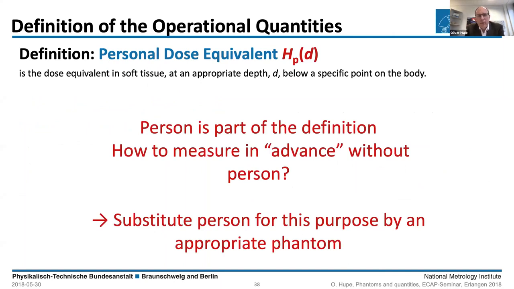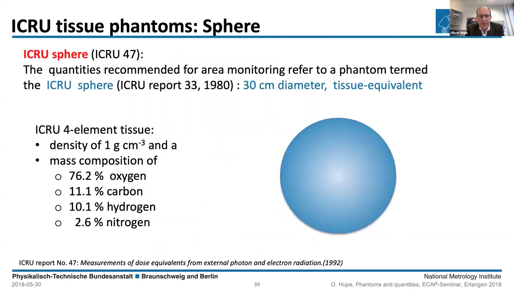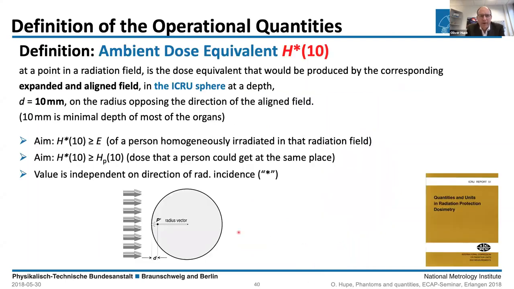Let's come to the photons. Our measurement quantity is defined in such a way that it is in the person. So for measurement we have to substitute the person by some kind of phantom, and ICRU has done this by using this ICRU sphere. This ICRU sphere is then directly used to calculate the ambient dose equivalent H*(10).